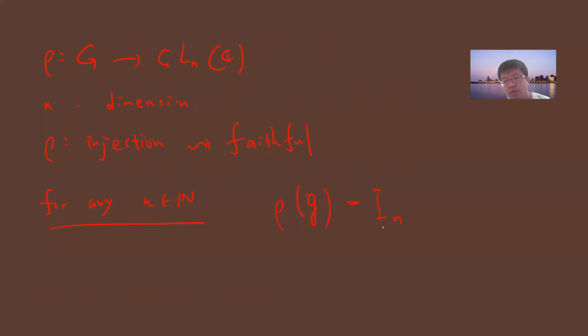And also, for any n, pick any integer, you can map any group element g to the n by n identity matrix. So this is not faithful, because every element maps to the identity, and you can easily check that this is a representation because identity times identity is identity.